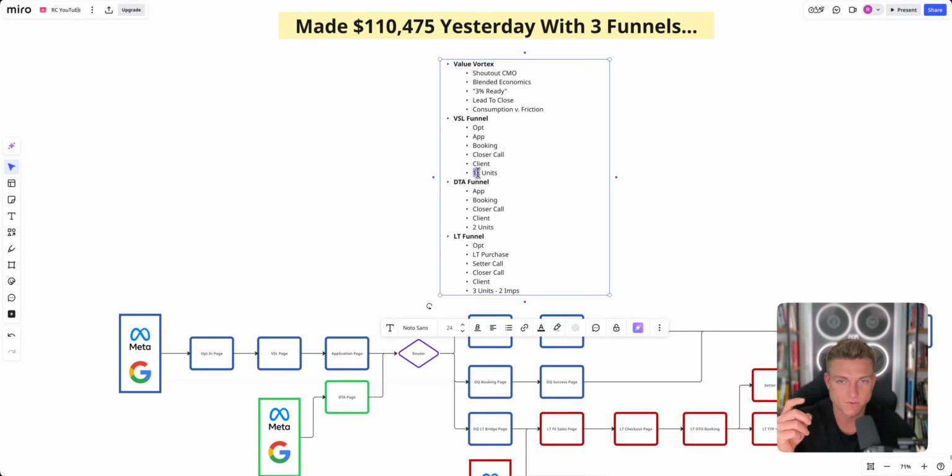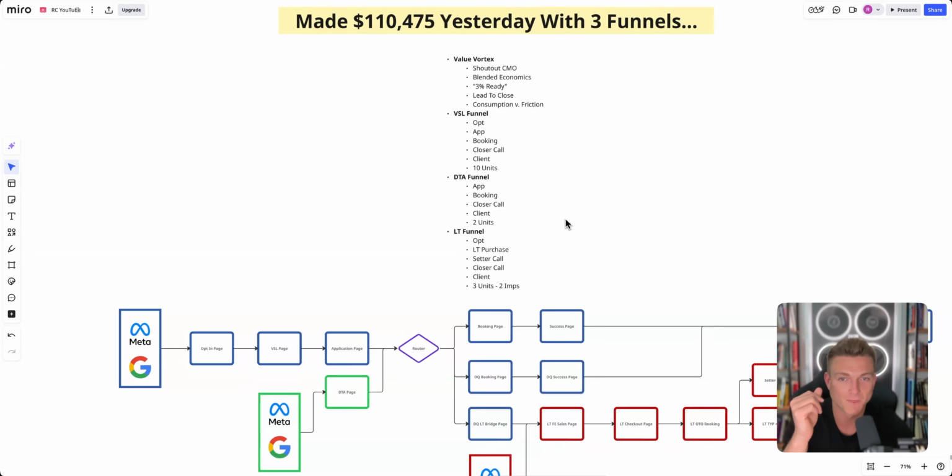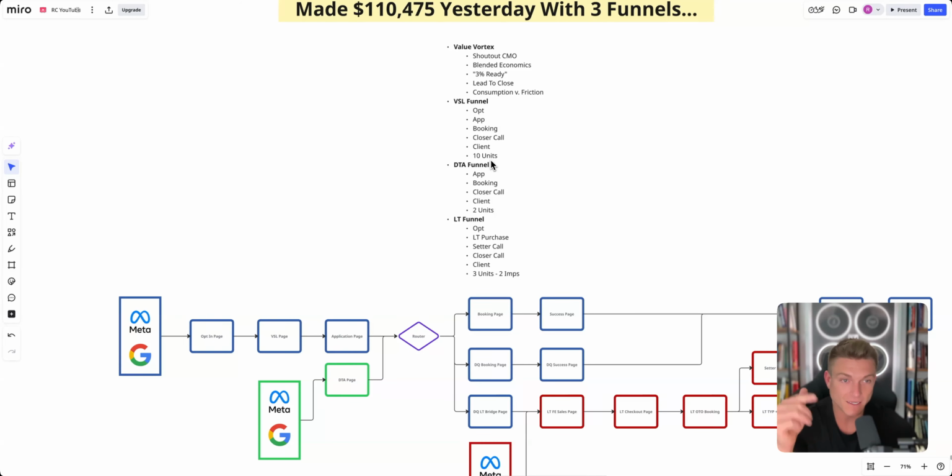16. That means this was 10, because I did math backwards. I pulled these two because I knew they were lower. My bad. 10 units, 2 units, 3 units.